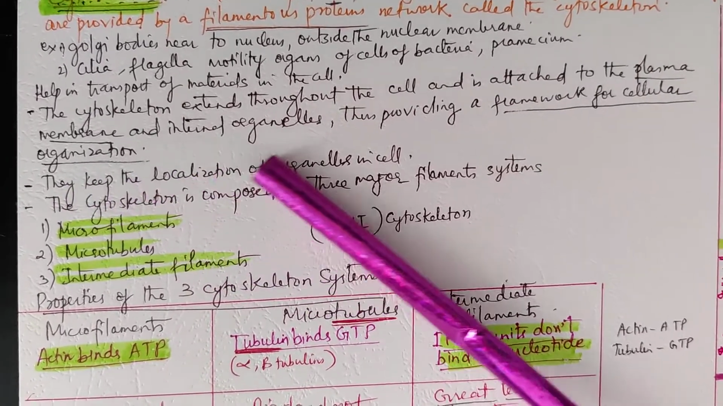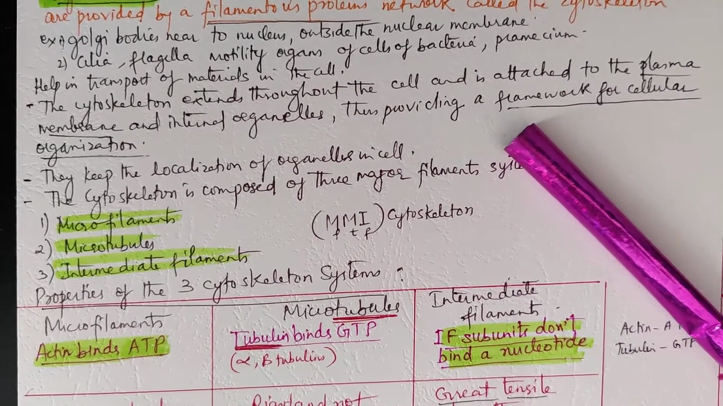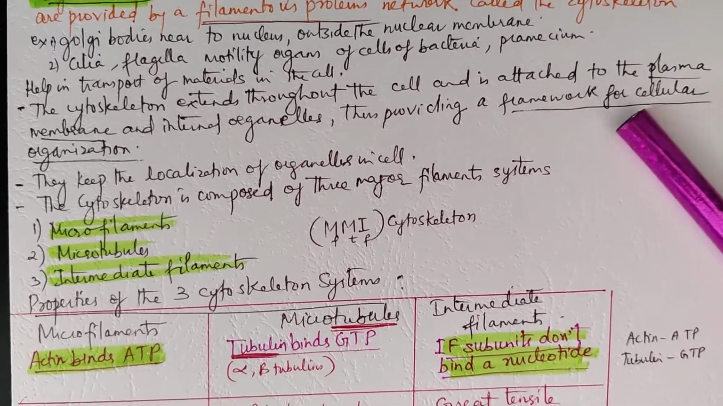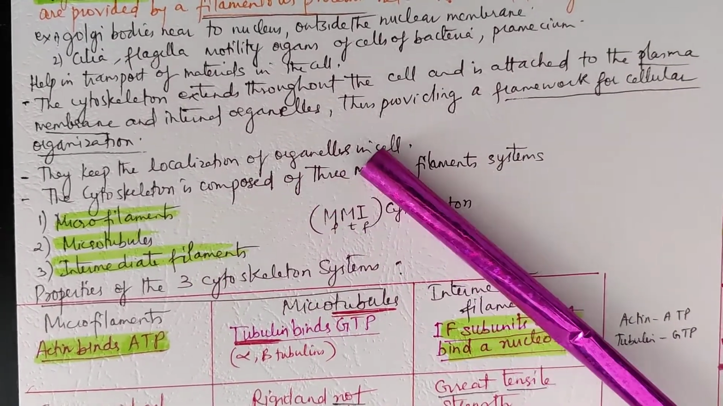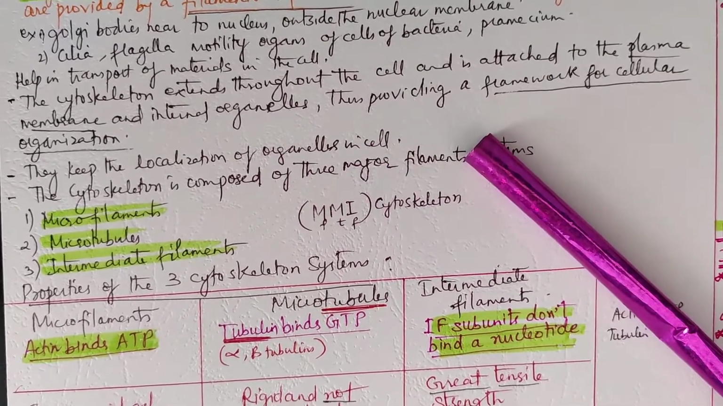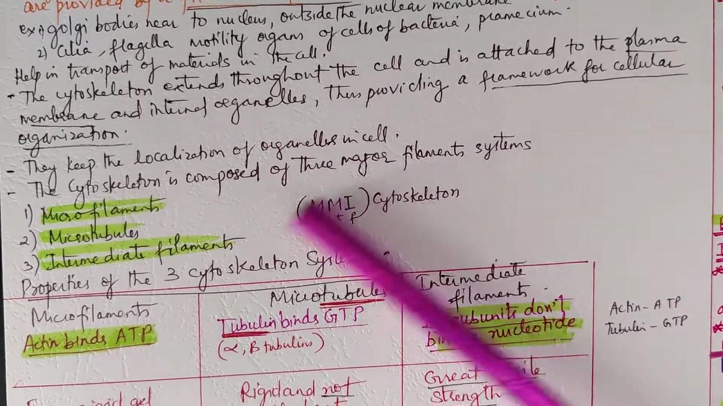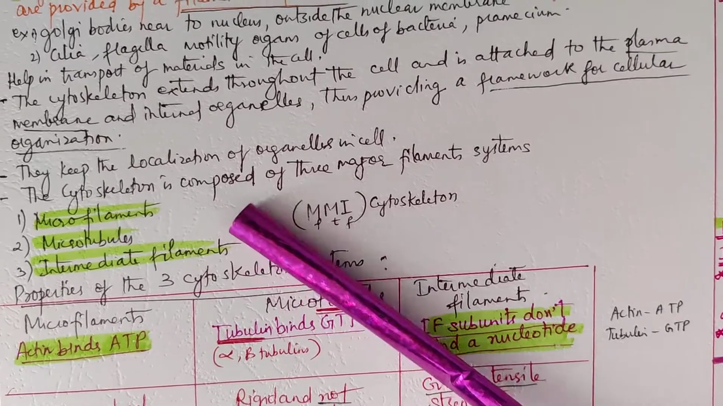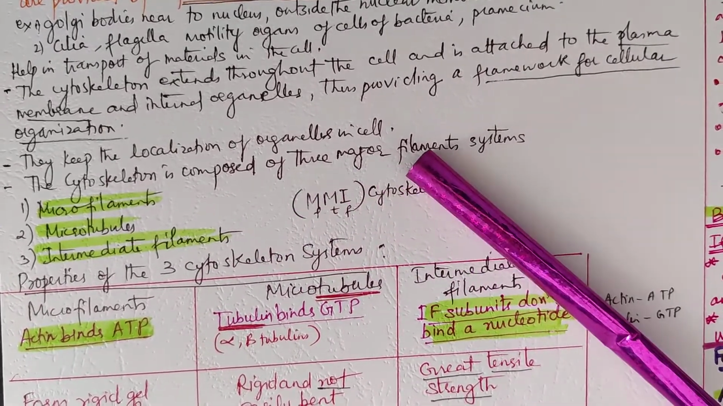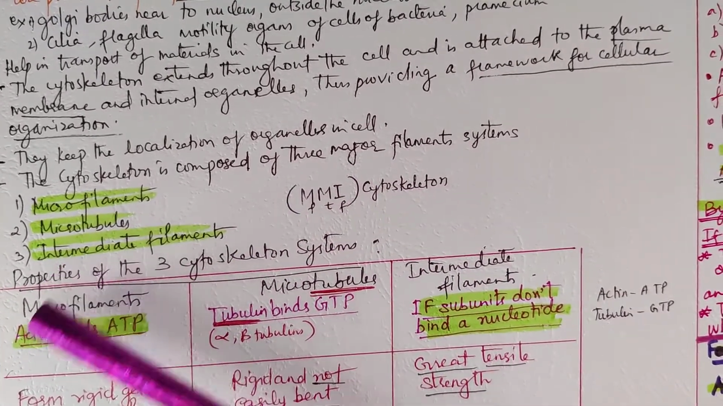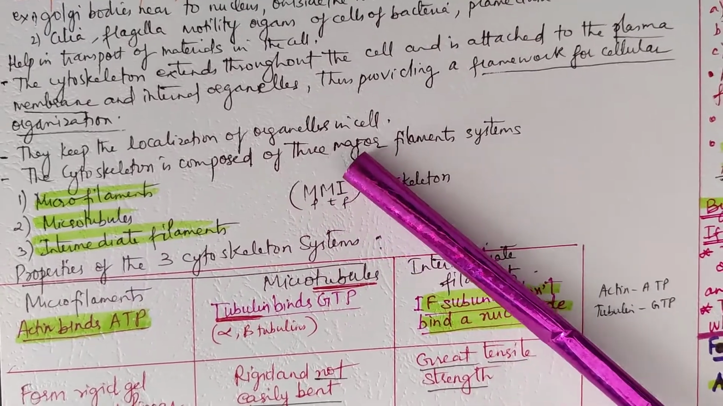The cytoskeleton extends throughout the cell and is attached to the plasma membrane and internal organelles, thus providing a framework for cellular organization. They keep the localization of organelles in the cell.